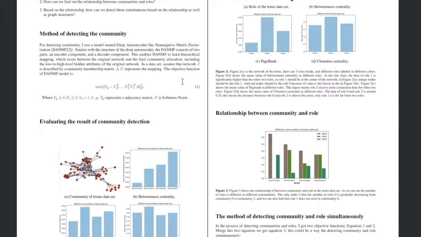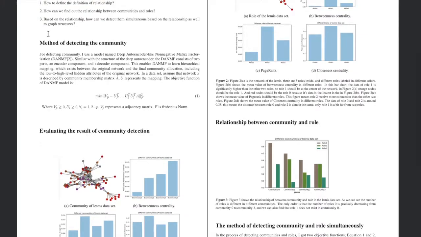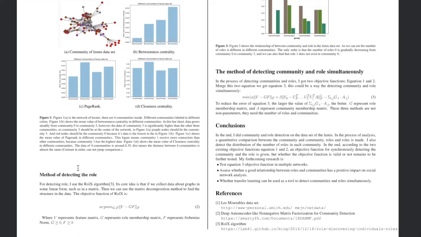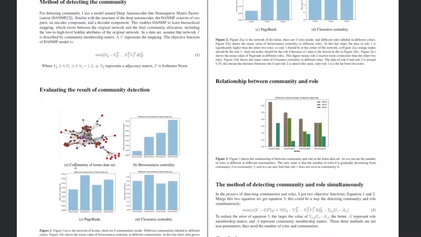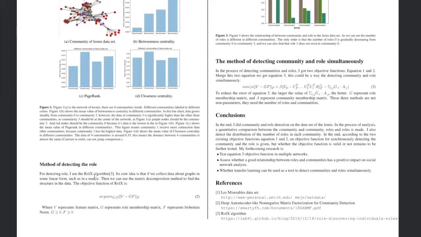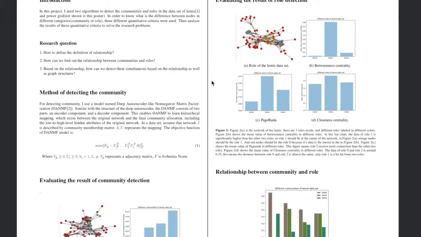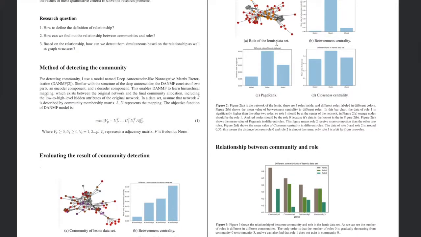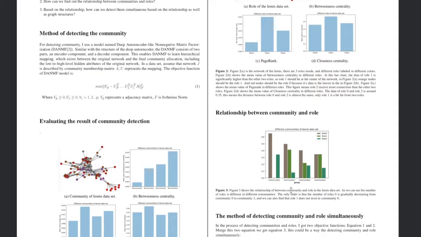At the start of my project, I first detect community in the data set. Then I detect roles in my data set. Then, based on the result of these two, I create a very basic method to find their relationship.